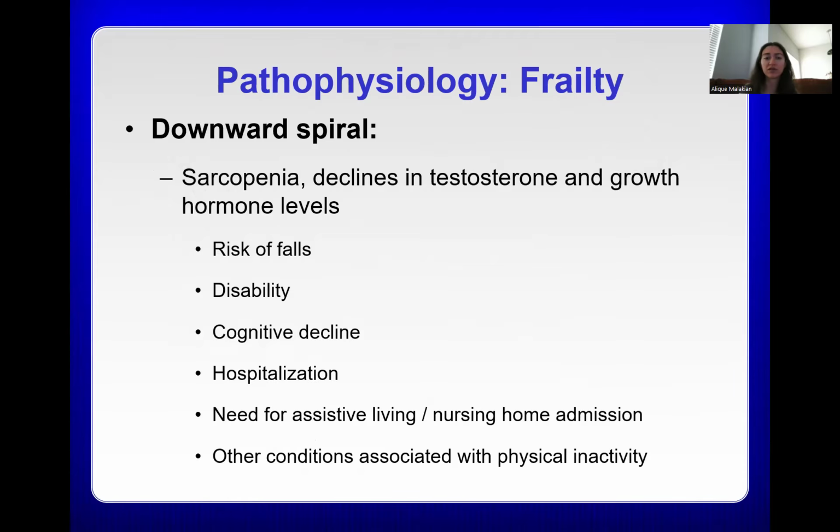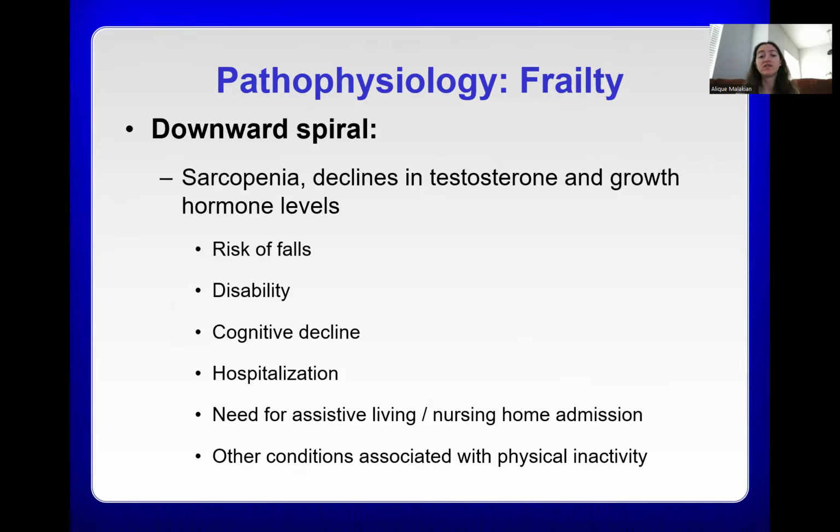So the problem with frailty is that, like many other conditions we've talked about, it has a really severe downward spiral if it isn't taken care of early on or if it isn't managed at all. So sarcopenia is the main reason for this, and that's the loss of muscle mass and function. Get the distinction between muscle atrophy and sarcopenia. Atrophy, you may lose some muscle, but you can gain it back, whereas sarcopenia is a loss of function of the muscle, which you can't really get back.